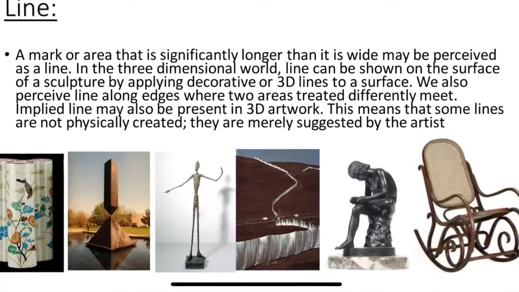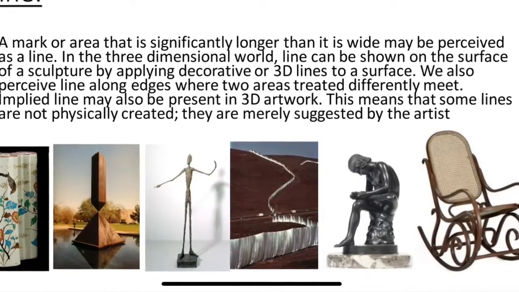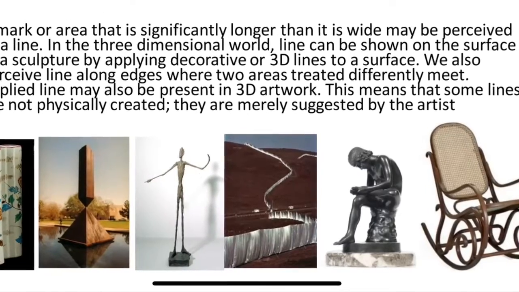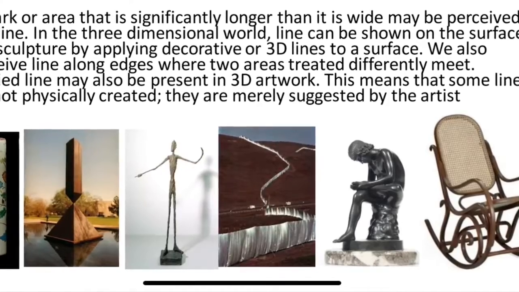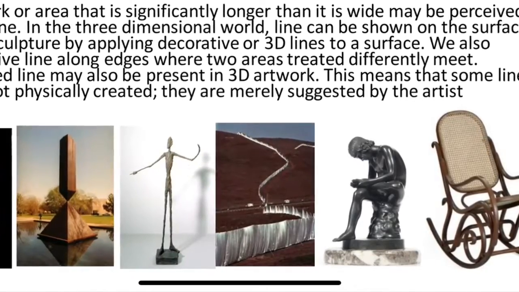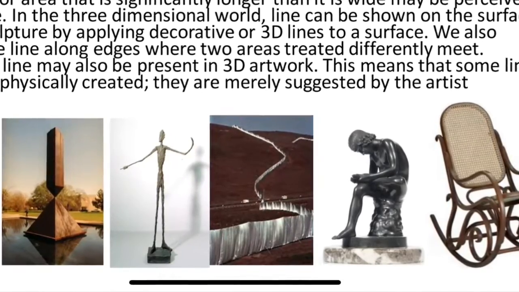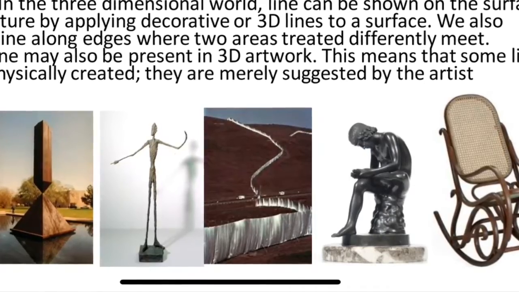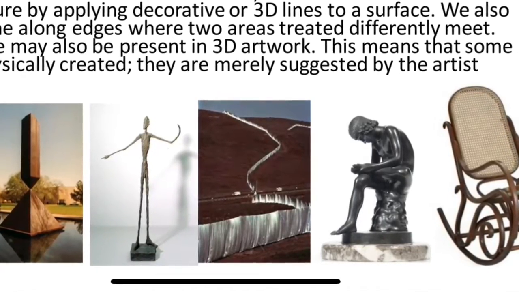A mark or area that is significantly longer than it is wide may be perceived as a line. In a 3-dimensional world like clay, line can be shown on the surface of a sculpture by applying decorative or 3D lines to a surface. We also perceive line along edges where 2 areas that are treated differently meet. Implied line may also be present in a 3D artwork. This means that some lines are not physically created, they are merely suggested by the artist.